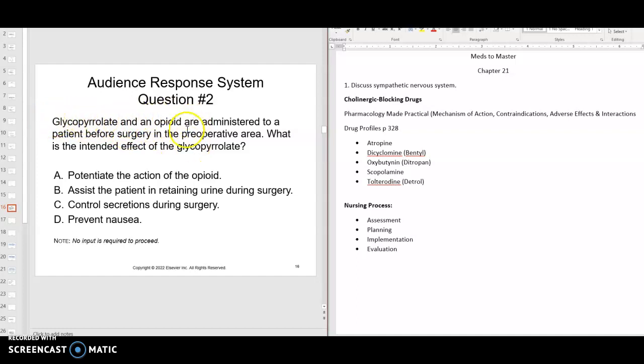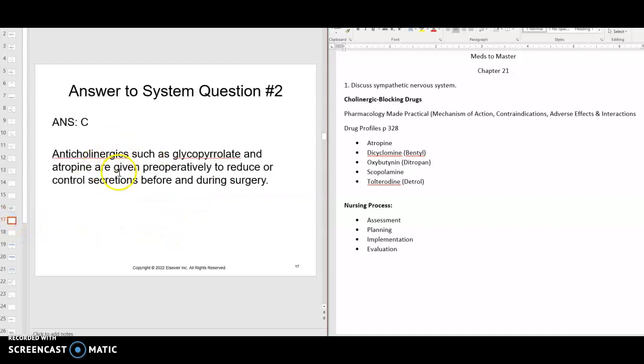What is my use pre-operatively, so pre-surgery, with an anticholinergic medication? What do you think it's going to do with these? C should be my answer. It's going to decrease those secretions before and during surgery because you don't want those individuals to aspirate any secretions.